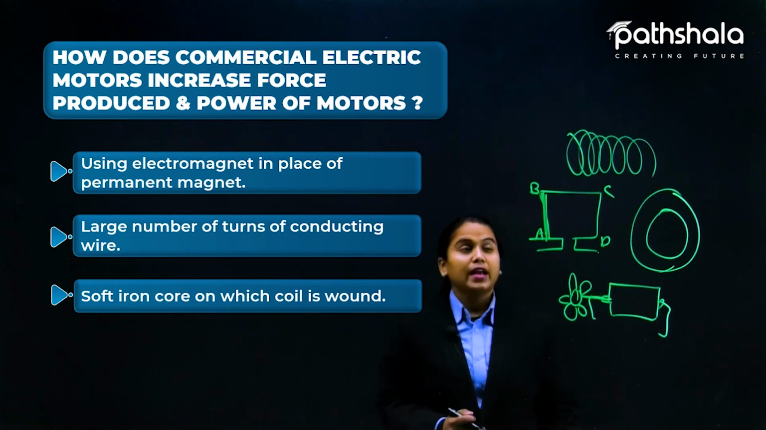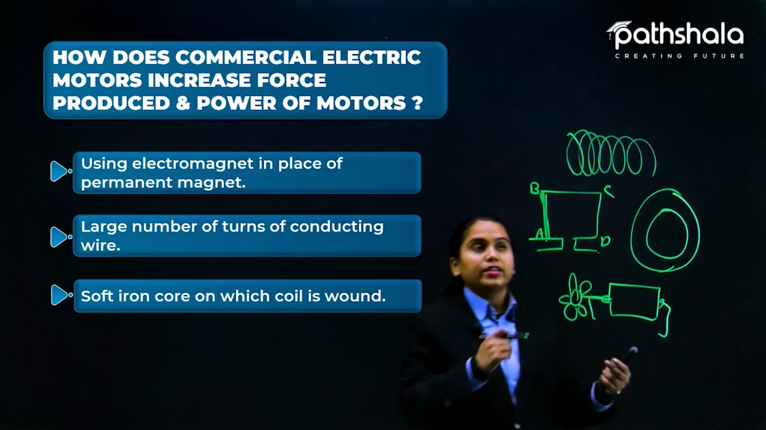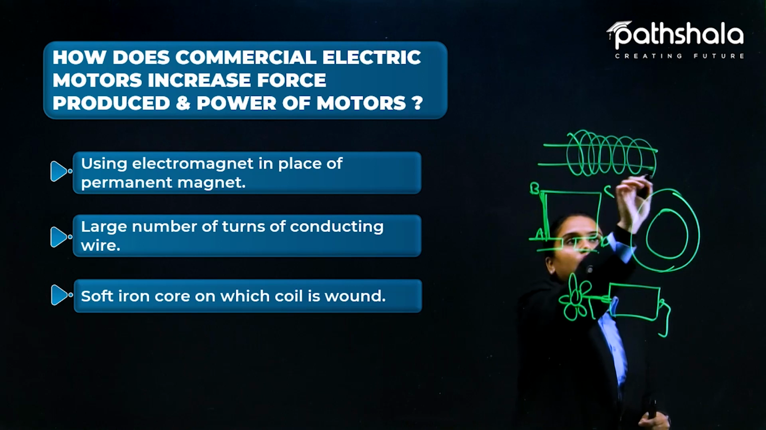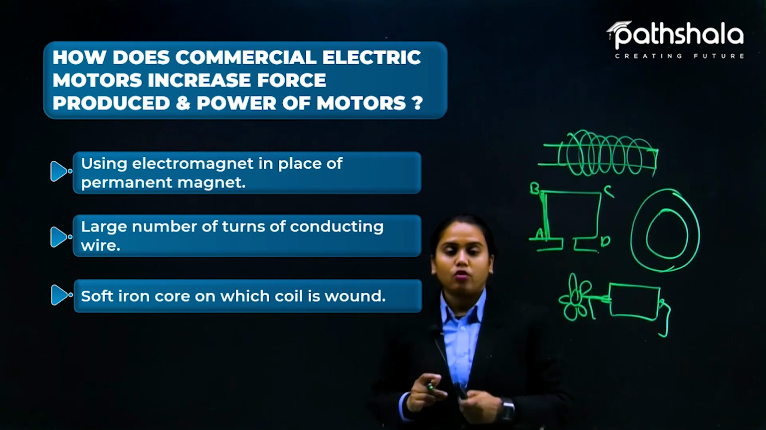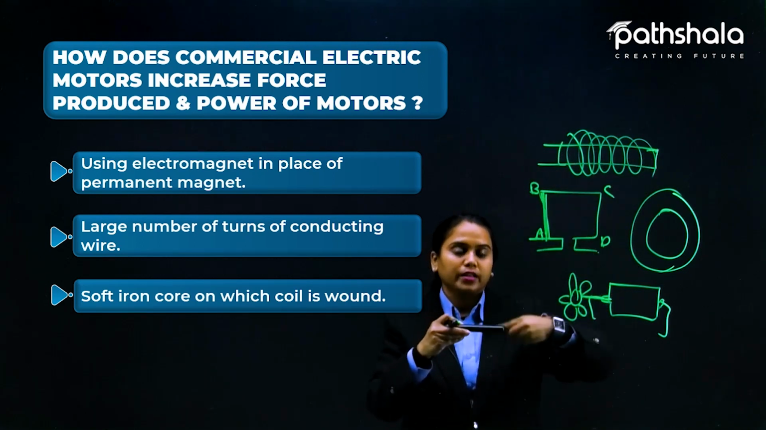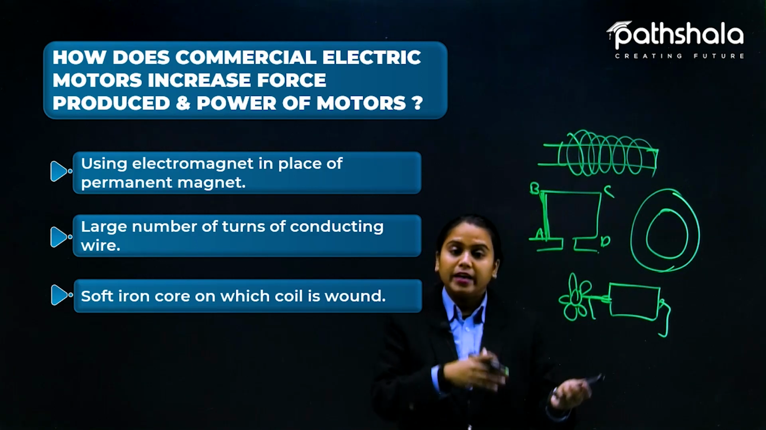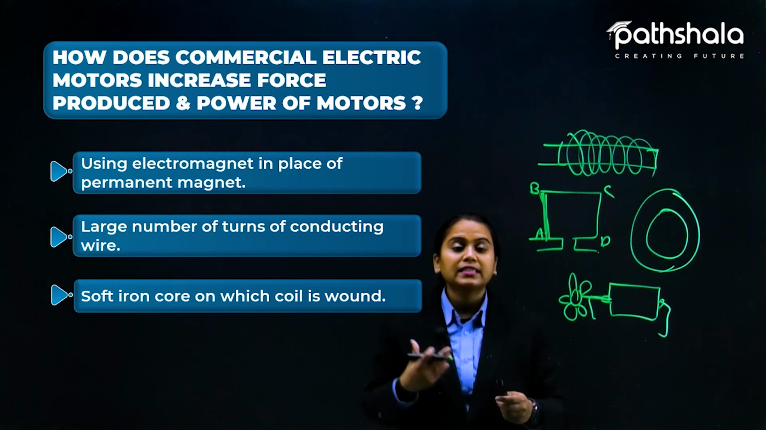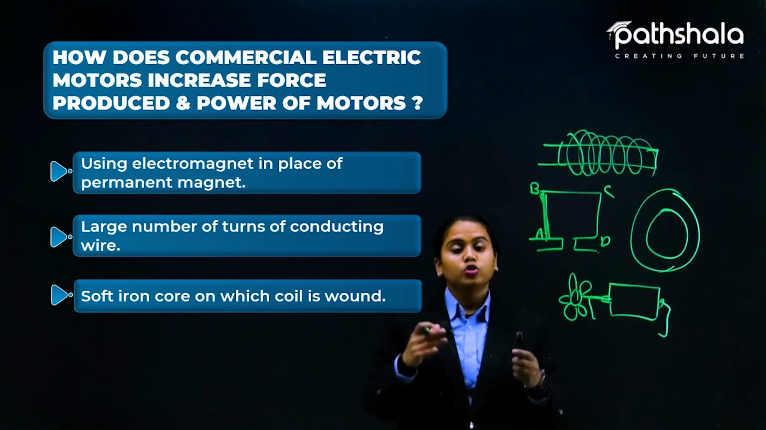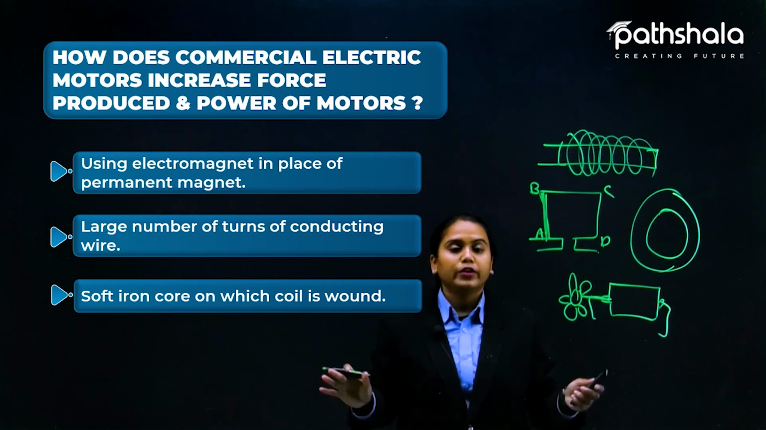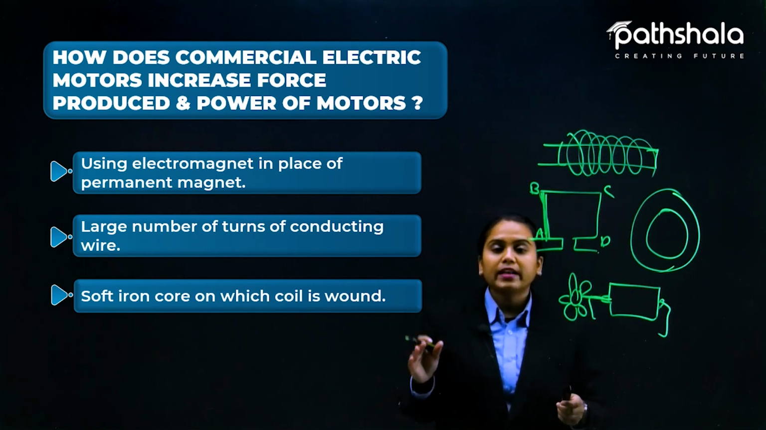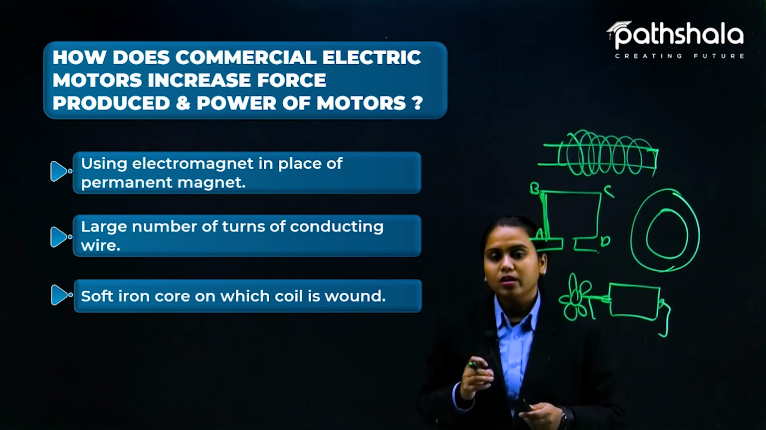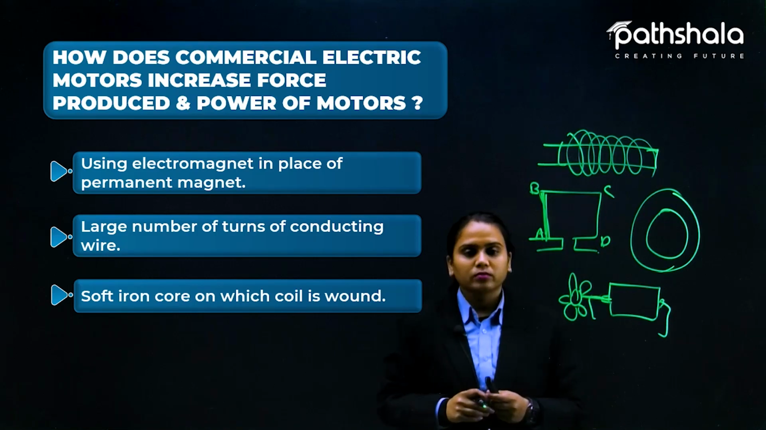The third thing that we can do is take a soft iron core on which the coil is wound, and the coil is going to be rotated. It is not rotated manually like this; it is rotated on a rod, a soft iron rod. The wire is wound over a rod. Iron is a very good conductor and enhances the electromagnetic properties here, so this is very useful. This is how we can commercially increase the force produced by the electric motor and the power of motors.